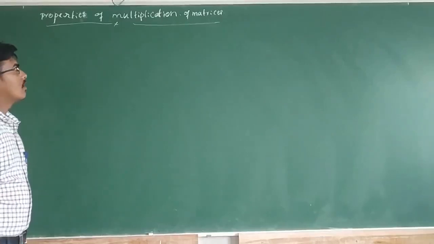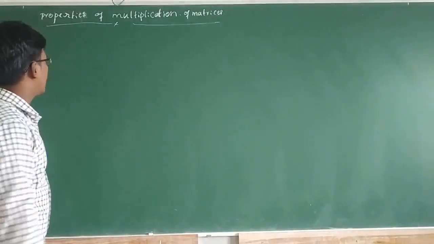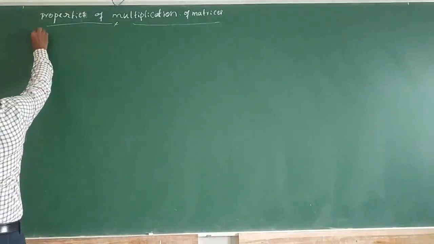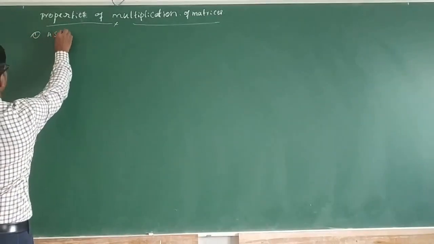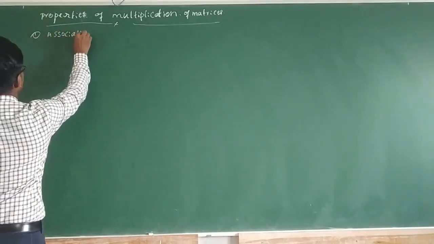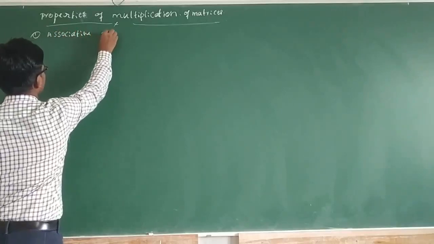Next, properties of multiplication of a matrix. Some properties are studied. Here the first one, associative property.